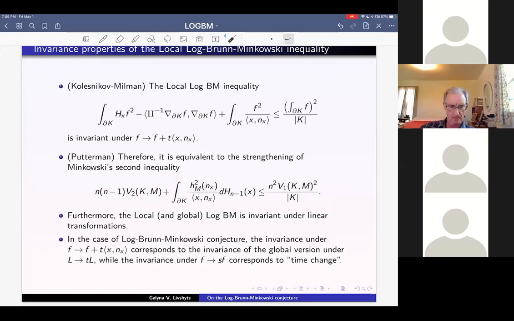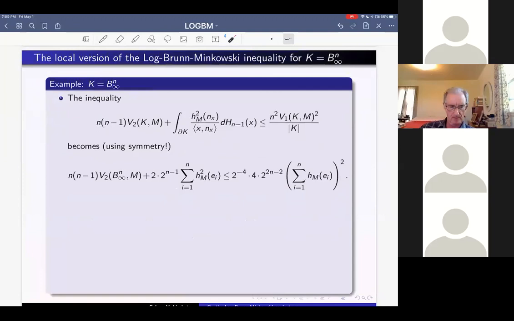And of course, another fantastic property is that the local and the global formulation of the Log-Brunn-Minkowski conjecture are invariant under linear transformation on K. So anyway, there are a lot of invariances. In view of this mixed volume formulation, one may observe that when K is the cube, the infinity ball, which, like I said, Kolesnikov and Milman proved, the local version is true for K equal to infinity. There is actually a very easy way to note it.